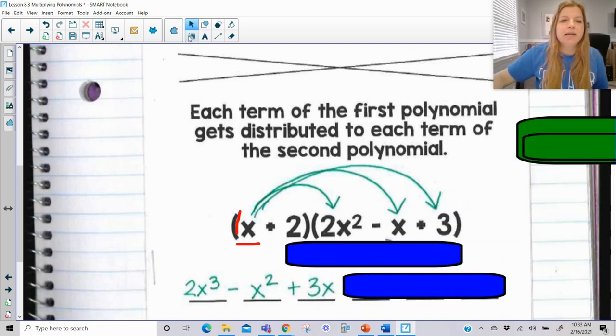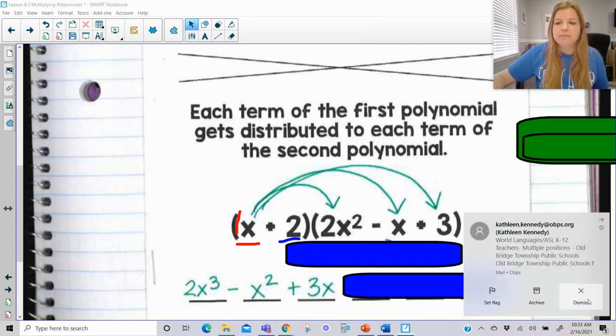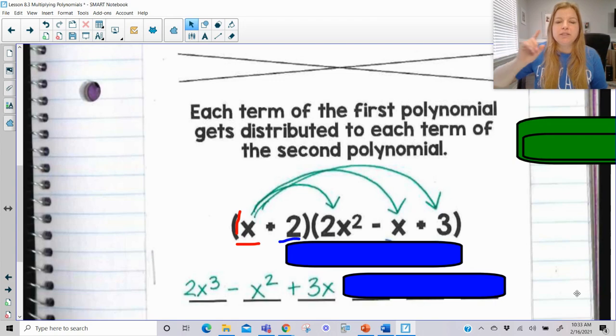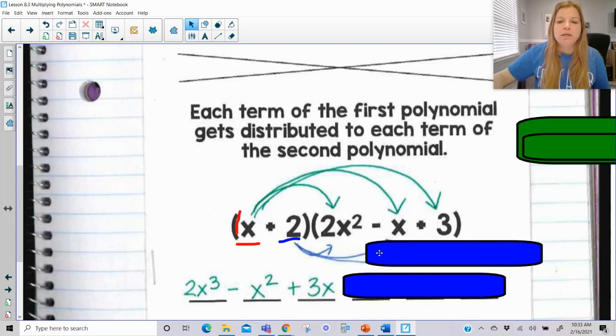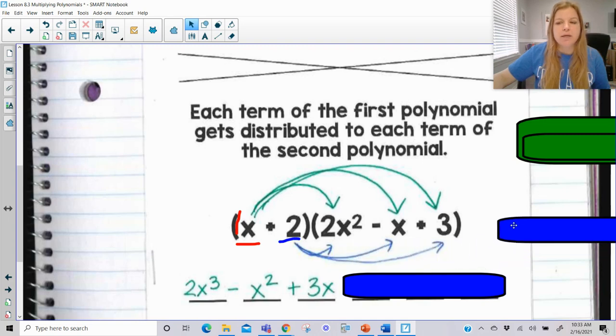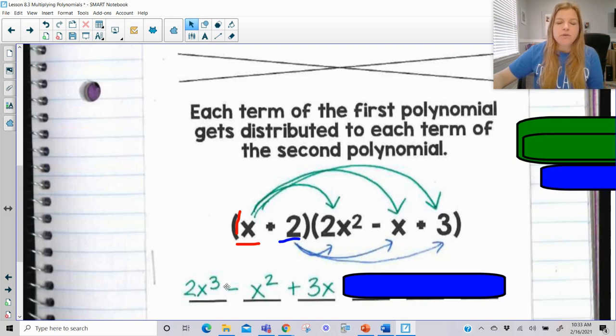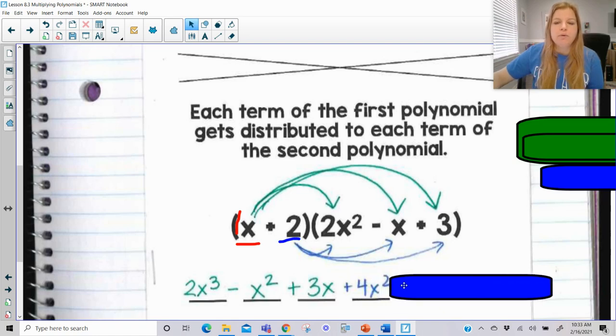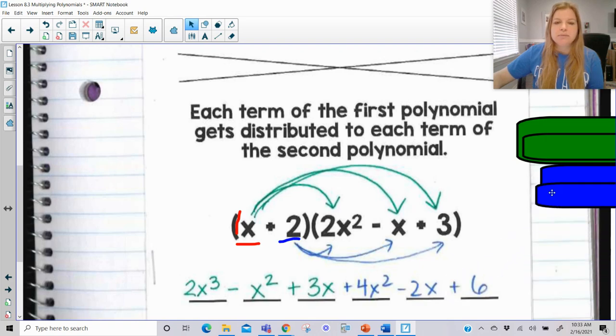Now I need to take the second term of my first polynomial, 2, and distribute that to everything in the second polynomial. So 2 times 2x squared, 2 times negative x, and 2 times 3. So I'm going to continue this on. So far I have 3 terms that I got from distributing the x. But now when I do 2 times 2x squared, I get 4x squared. 2 times negative x is negative 2x. And 2 times 3 is 6.